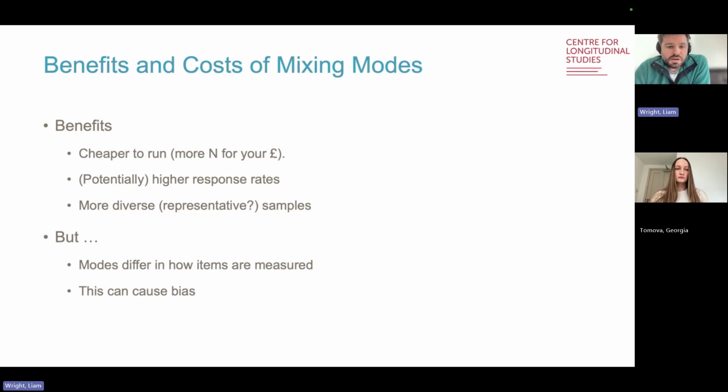A sort of side effect of having high response rate is that potentially you'll have more diverse samples, and these might also be more representative. So in political polling that has relied on particular technologies to find out people's voting intentions, they've had problems. For instance, if you rely on telephone, you'll get a certain section of society answering telephone surveys, and that might not be representative of the full population. The issue with mixing modes, though, is that how items are measured can differ between modes, and we'll talk more about this throughout this webinar. But the side effect of this is that it can cause bias in analyses.